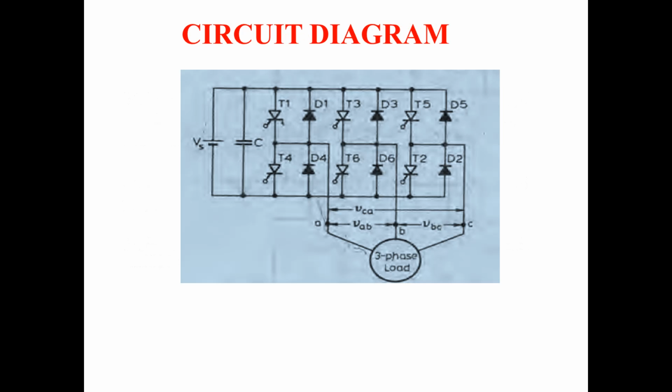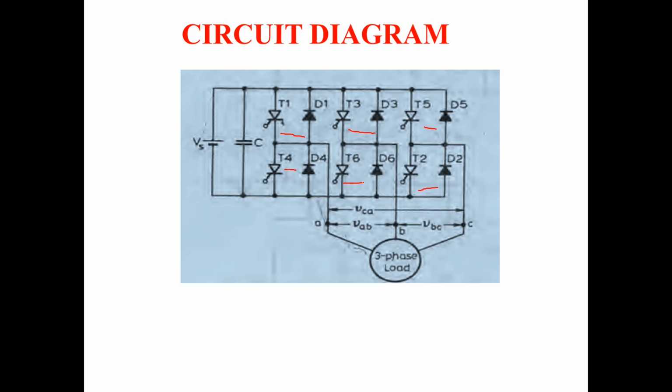From the circuit diagram given, this is the three-phase inverter circuit using six thyristors, T1, T2 up to T6. Commutation and snubber circuits are neglected. Here the three-phase inverter is three half-bridge inverters side by side, and the load is star connected.